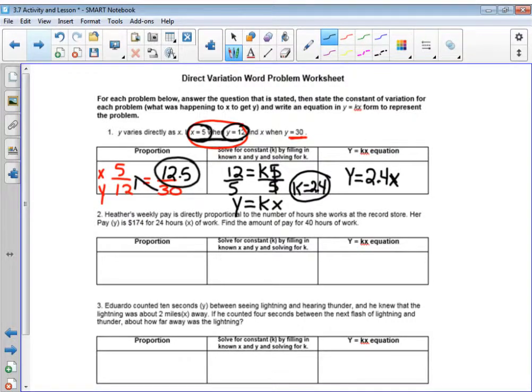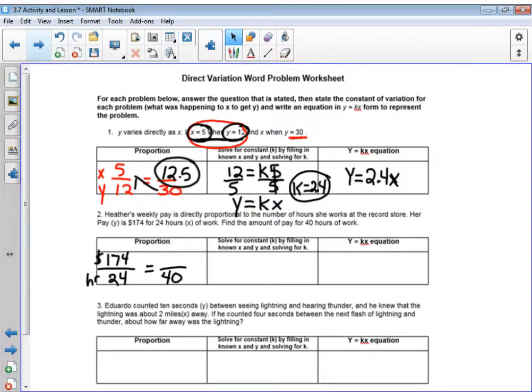Okay, so number 2, it says Heather's weekly pay is directly proportional to the number of hours that she works at the record store. Her pay, which we're going to use for y, is $174 for 24 hours x of work. So $174 for y, and x, which would be her work hours, 24 hours. And I'm just putting the label off to the side. Find the amount of pay that she gets for 40 hours of work. So our third bit of information is 40 hours of work.